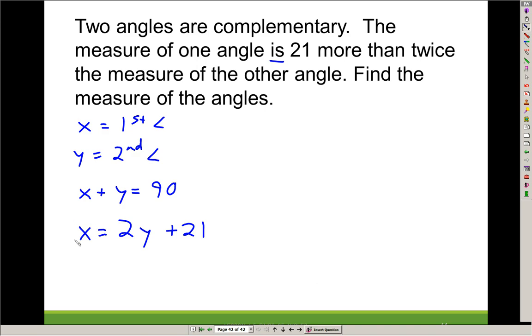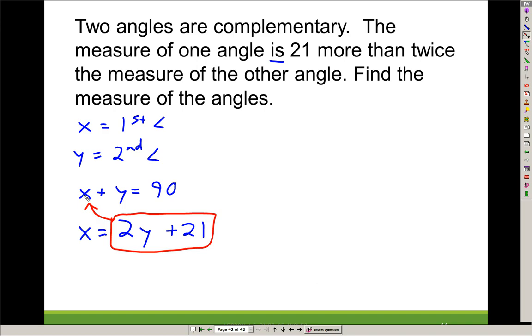So the measure of one angle is 21 more than twice the other angle. I've got the other equation now. So now I have a system of equations I can solve using algebra. I could pick a couple of methods here. I think substitution would be the quickest since I've already solved for X. So let's use substitution. And since X equals this, I will substitute this in for X in the first equation.